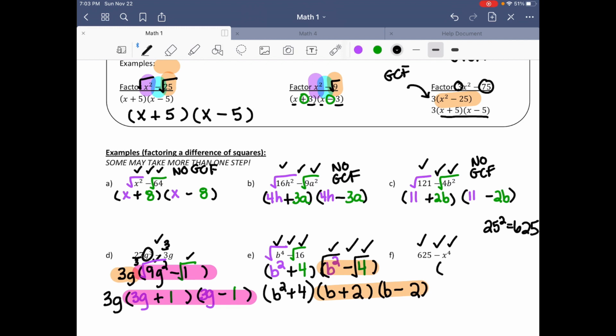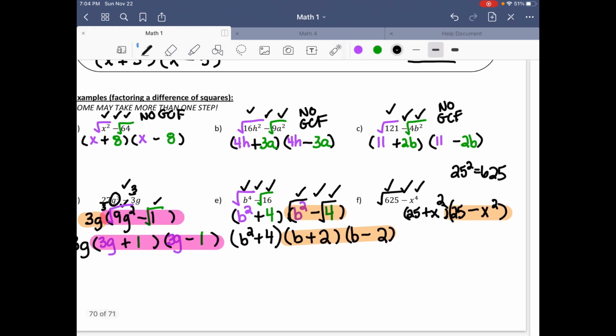And then x to the 4th is even. So we're going to do 2 parentheses, a plus and a minus. All right, so we have 25 and x squared because the square root of 625 is 25, and another x squared. And again, I have another difference of squares that I can reduce this problem down.